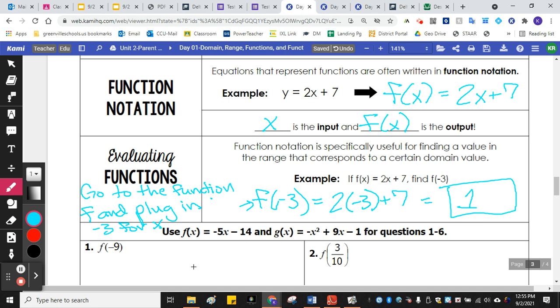It's 1. So as function notation, if it's in parentheses, you're plugging it in for X. And so if you were to graph this, you would have a point. What you plugged in was -3. What you got out was 1. Your input was -3. Your output was 1. The answer is 1.